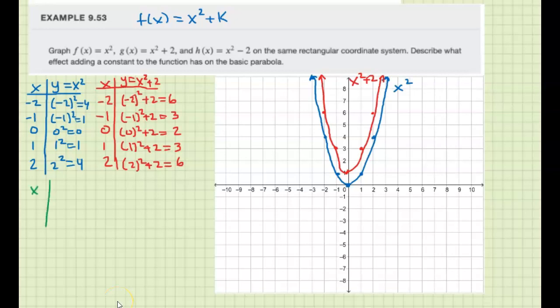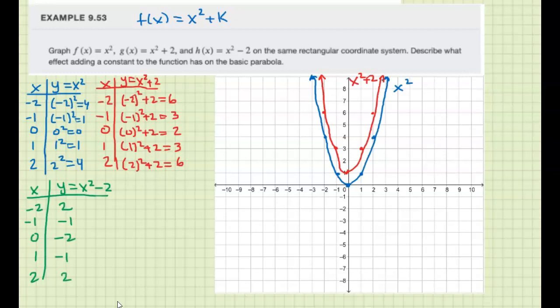Now we're going to do the next graph, y equals x squared minus 2. 0, 1, 2, negative 1, negative 2. I bet you can guess that everything is going to shift down by 2 because we're taking these values that we found in the original x squared graph and we're subtracting 2 from each of them. It's going to be like 4 minus 2 is 2, 1 minus 2 is negative 1, 0 minus 2 is negative 2, 1 minus 2 is negative 1, 4 minus 2 is 2.